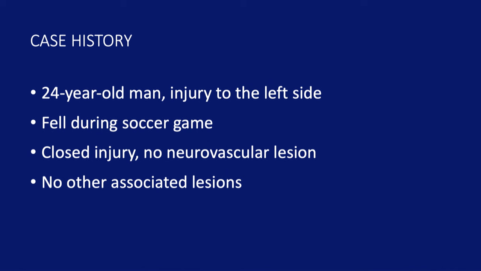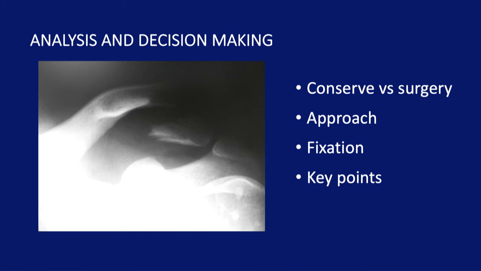A 24-year-old man, injury to the left side, fell during a soccer game. He has a closed injury, no neuromuscular lesion and no associated lesion. This was the X-ray at presentation. So how do you proceed for this case? Whether to conserve, what should be the approach, if we fix it, what type of implant, and what are the key points of the fixation?